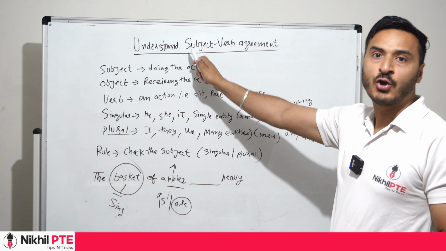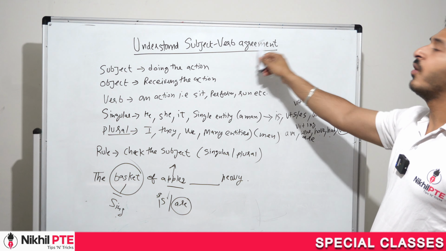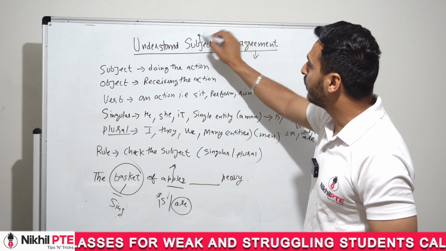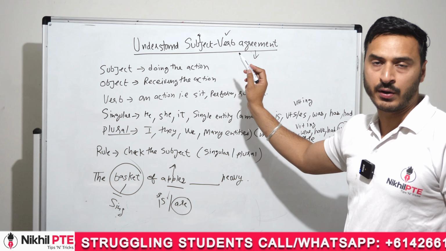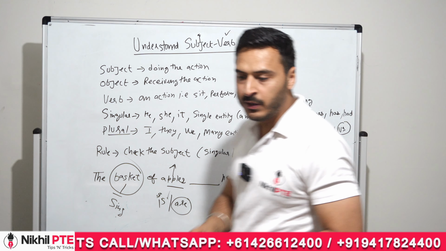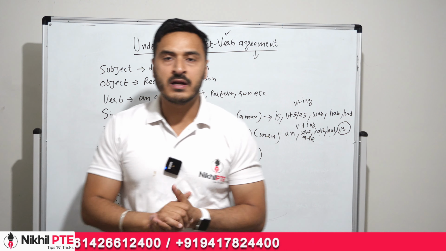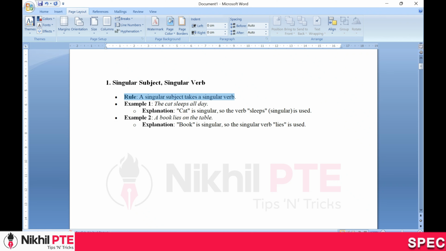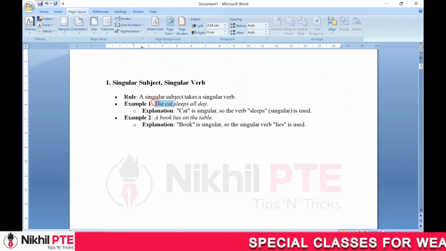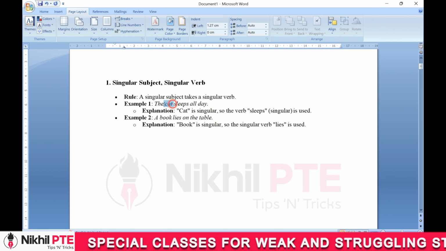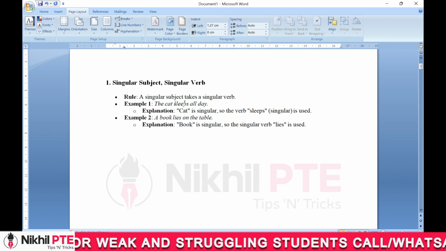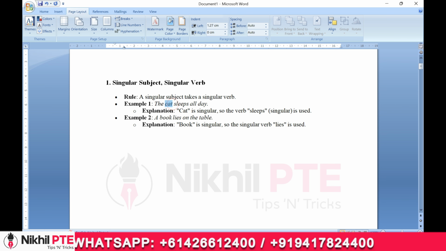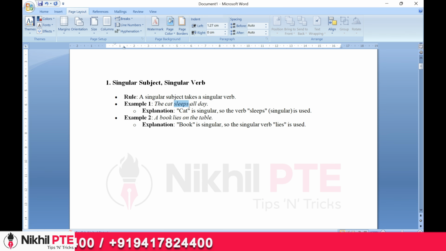That is why my topic is understanding subject-verb agreement. Agreement means that if the subject is singular, you choose the verb accordingly, and if plural, accordingly. We will do some examples so that you can understand better. Let's start our examples. So here is the rule: a singular subject takes a singular verb. Example 1: The cat sleeps all day. Cat is singular, so with the verb, as I told you, you have to use s or es when we are using it with a singular subject. So cat sleeps. Sleeps is the verb.